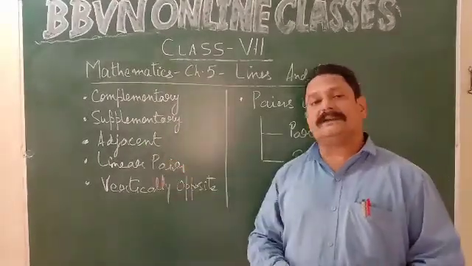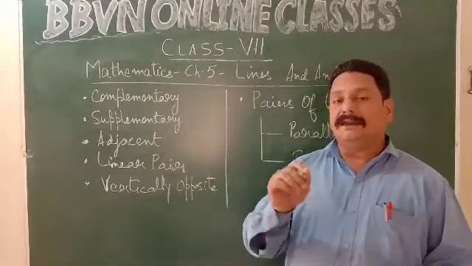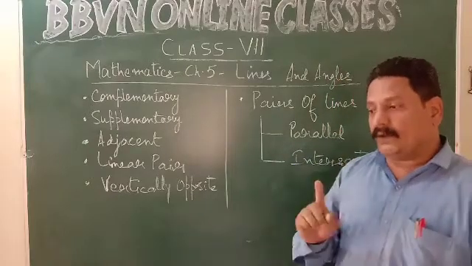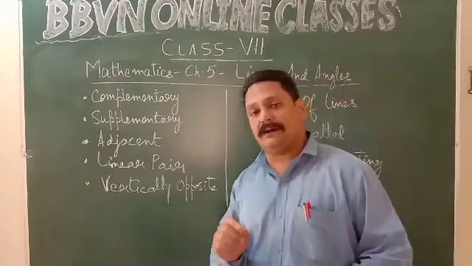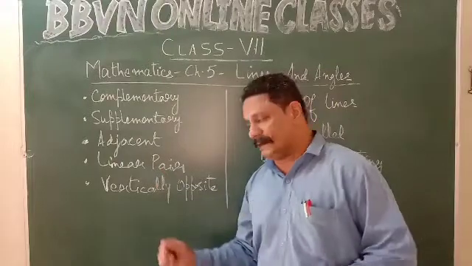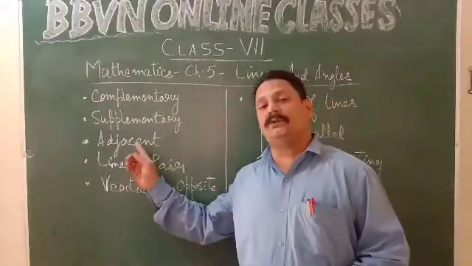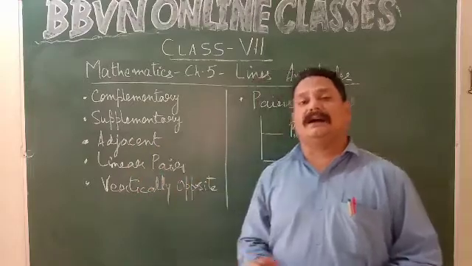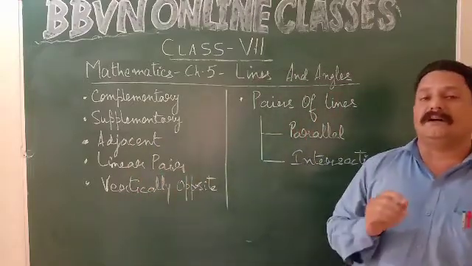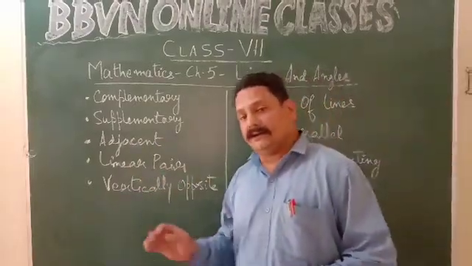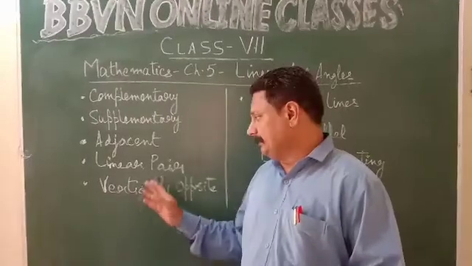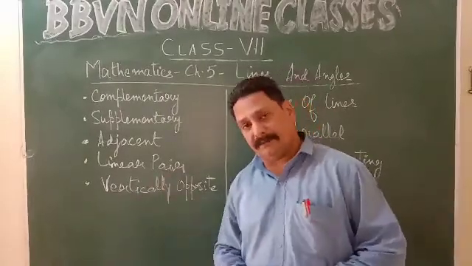Also we have discussed adjacent angles. Any two angles which have one common arm and a common vertex are known as adjacent angles. Then in the same way we studied linear pair. When two adjacent angles are such that the sum of their measures becomes 180 degrees, that pair is known as a linear pair of angles.